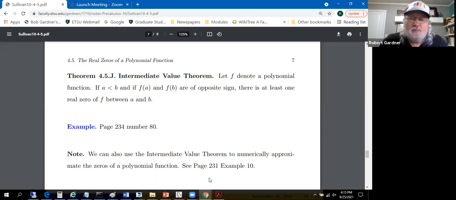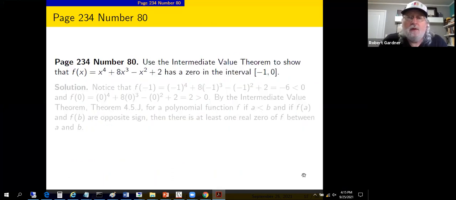Let's look at number 80, which says use the intermediate value theorem to show this function has a zero in the interval -1 to 0. Polynomial function, we're going to show that this function is positive at one endpoint and negative at the other. That being the case, somewhere in between, the function must be zero. They didn't ask us where, and they didn't ask us to find where this function is zero. They asked us to show that it's zero somewhere in here, not find the zero. Can you find the zero?